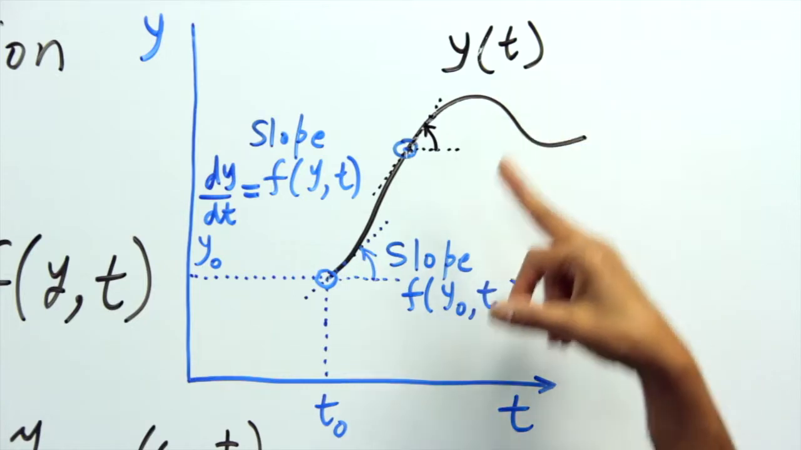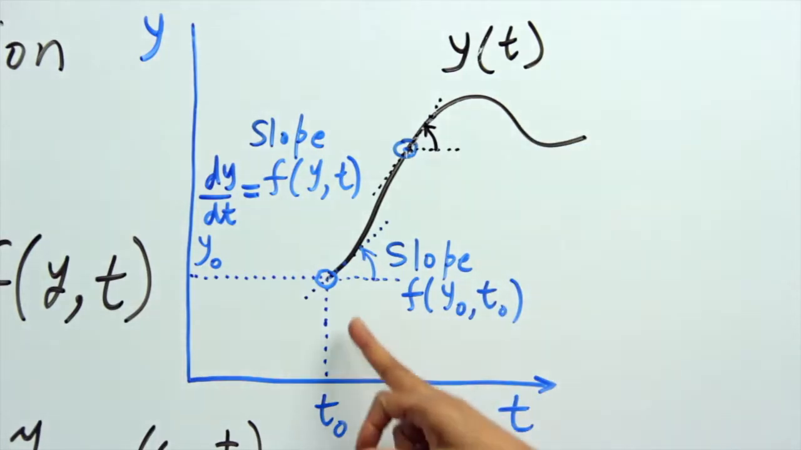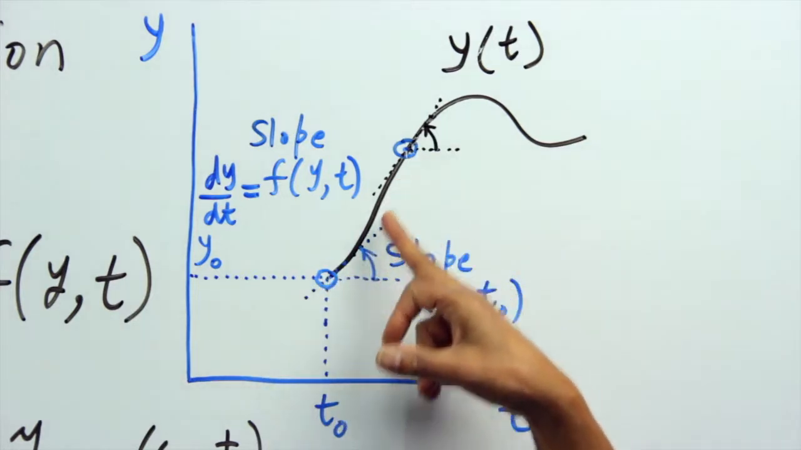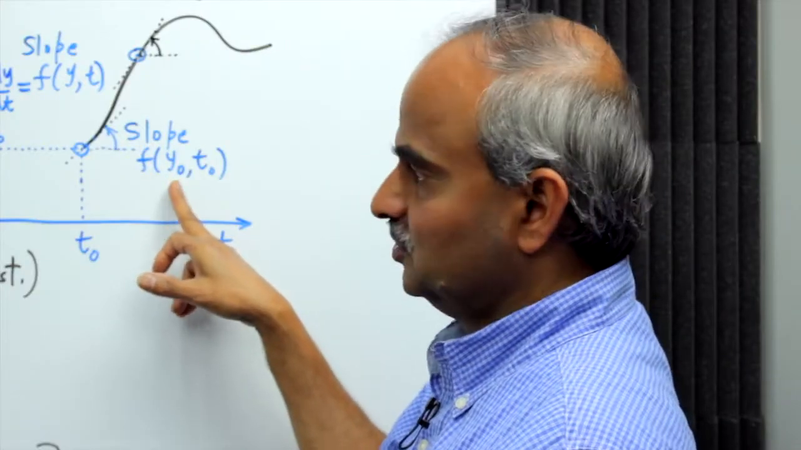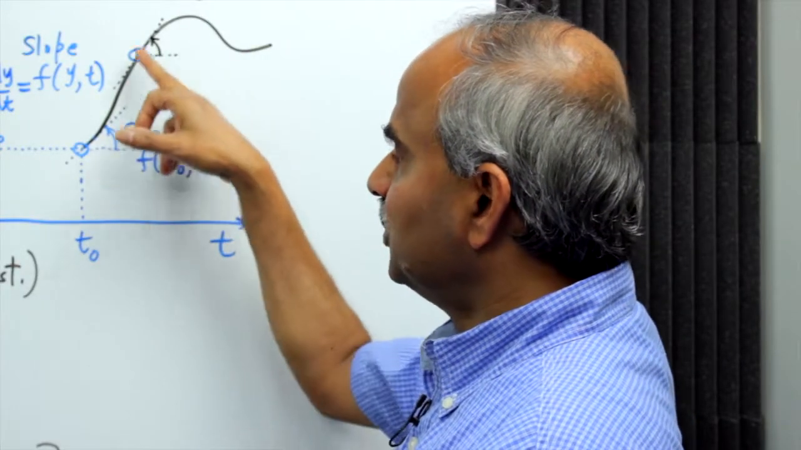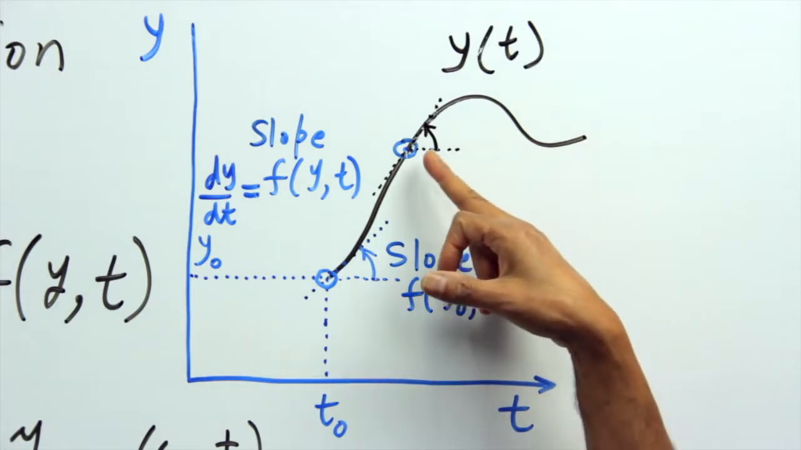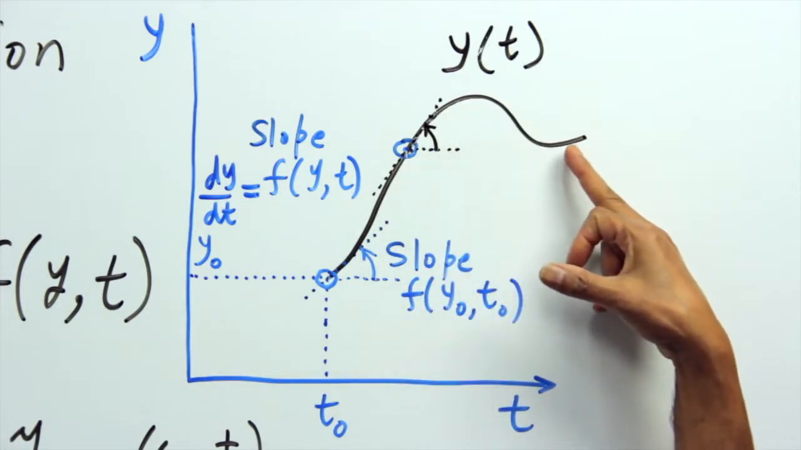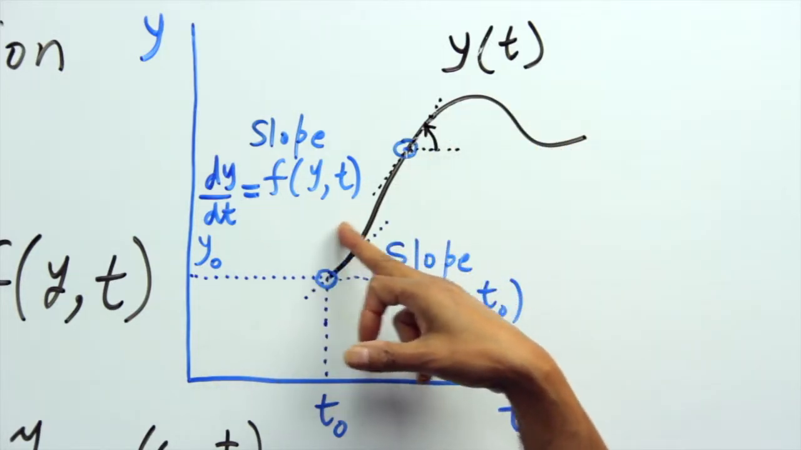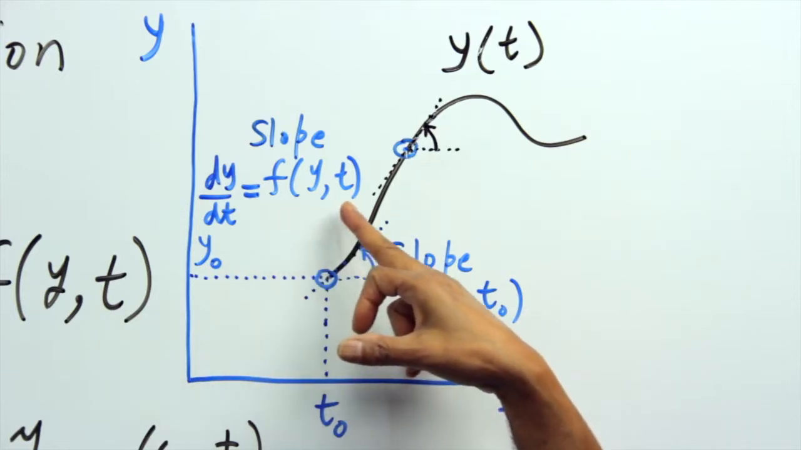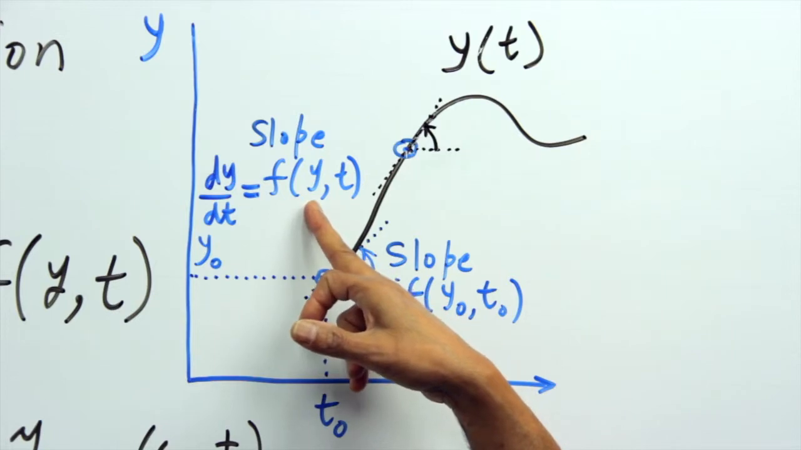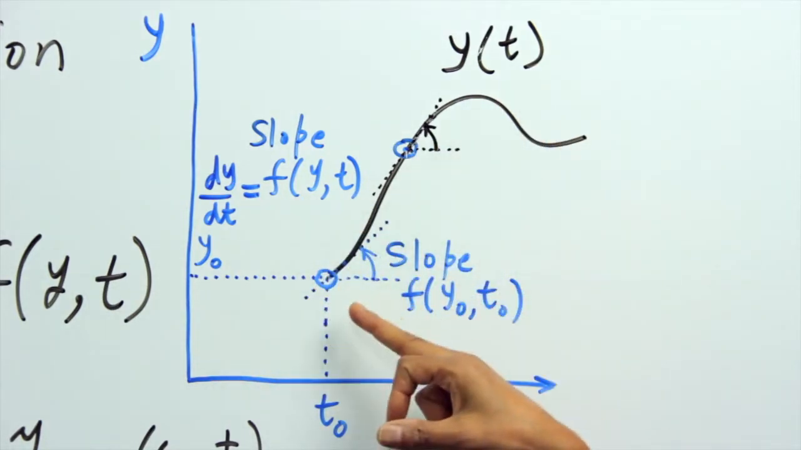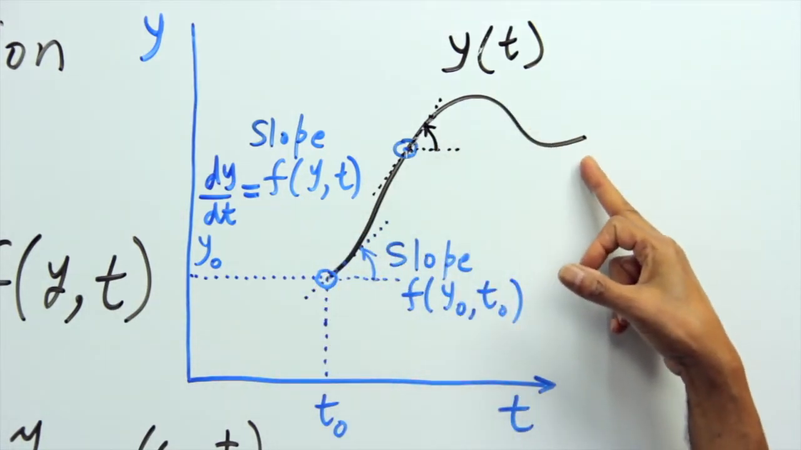What do we know? We know that at t equal to t0, the initial slope of this curve is given by the value of f evaluated at y0 comma t0, and at any point during the evolution, the slope everywhere along this curve is given by this differential equation. So the differential equation tells us the slope at every point as a function of how the solution itself evolves, and the object is to find this overall behavior.